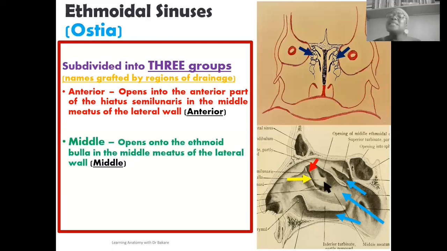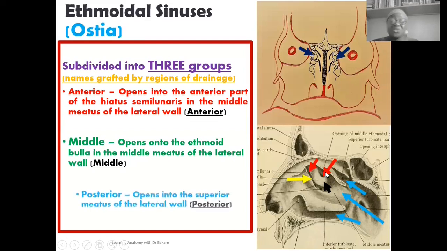Then the second is the middle ethmoidal sinus. The middle ethmoidal sinus is seen to open onto the ethmoid bulla. If you look at this elevation that is referred to as the ethmoid bulla or the bulla ethmoidalis, this elevation also has a hole created on it, and this hole is created for the middle ethmoidal sinuses. So we have the middle ethmoidal sinuses opening into this region. So as it is going in terms of placement, you see that the middle ethmoidal sinus is located behind the opening of the anterior ethmoidal sinus.